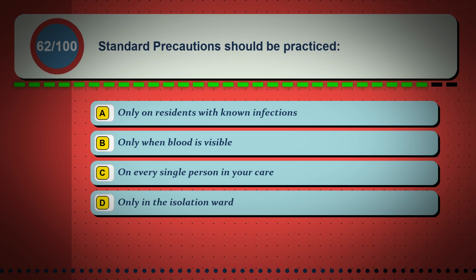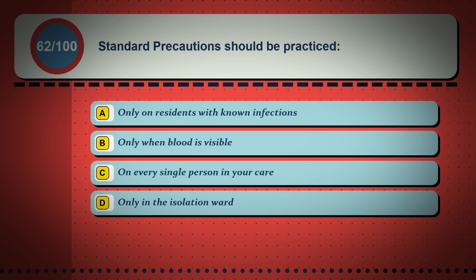Question 62. Standard precautions should be practiced. Option A. Only on residents with known infections. Option B. Only when blood is visible. Option C. On every single person in your care. Option D. Only in the isolation ward.